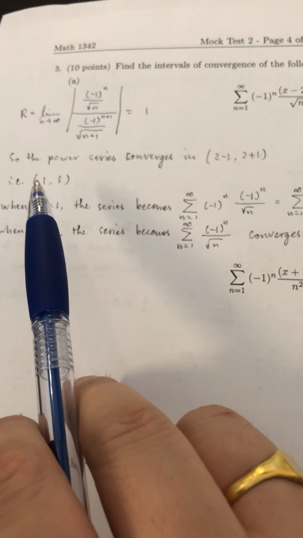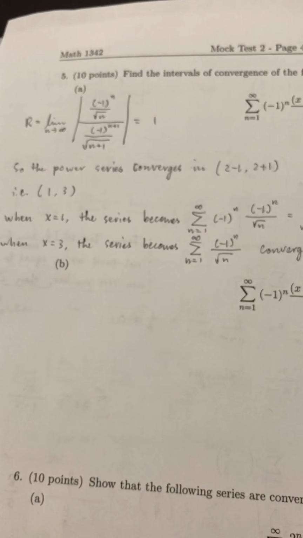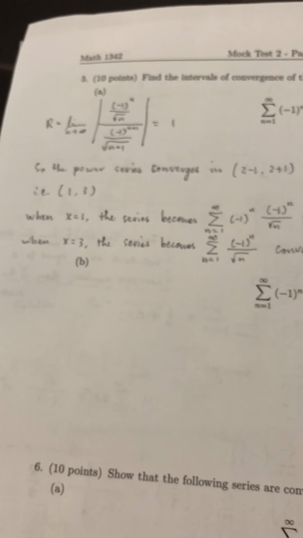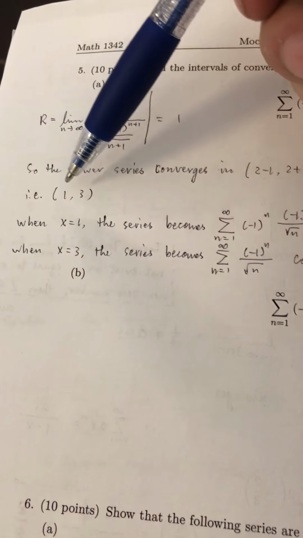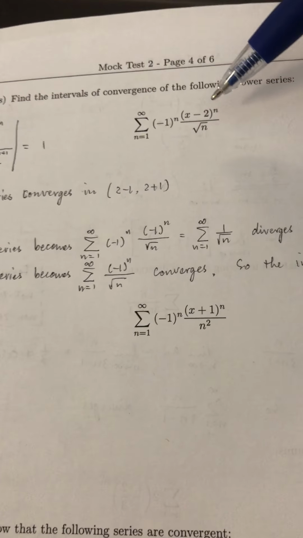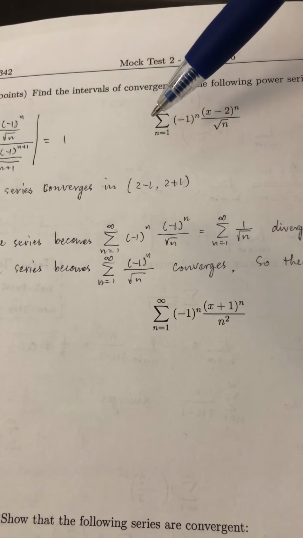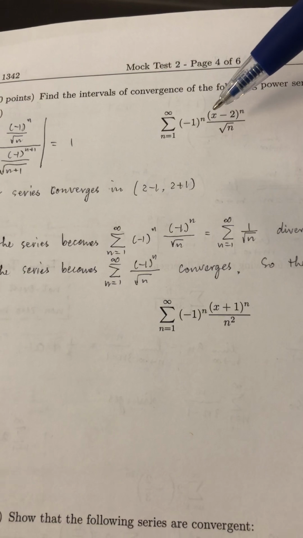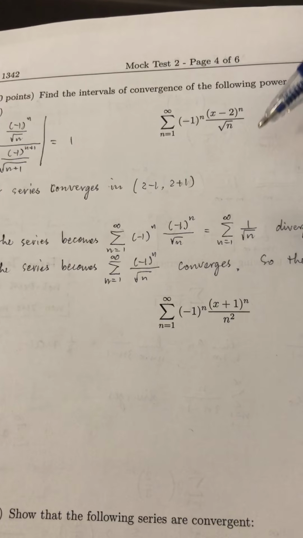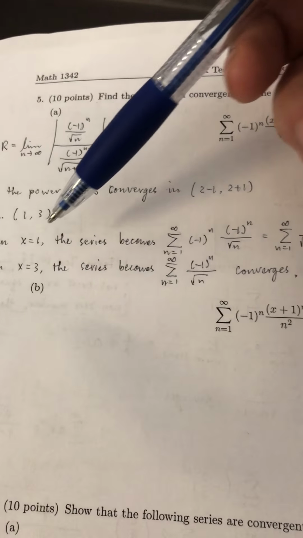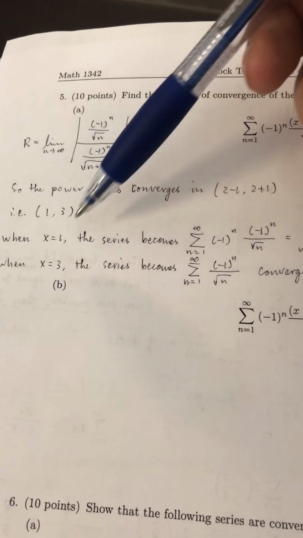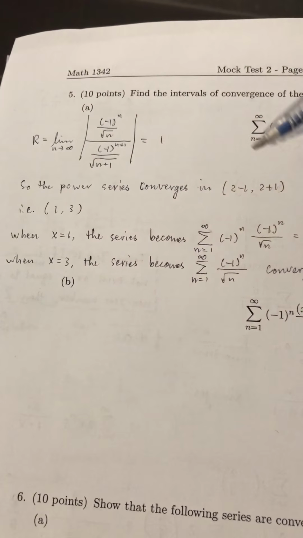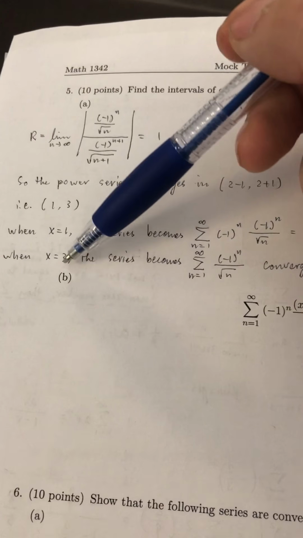Let me explain what one means by checking the boundary points. I would like to see if, when x is equal to 1, whether this series is convergent or not. If x equal to 1 makes this series convergent, then x equals 1 should be included or added to this interval. Same for 3.